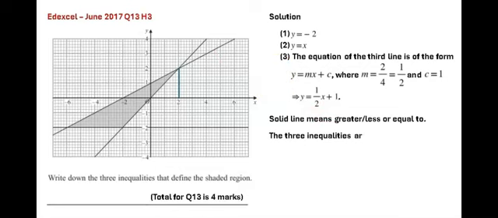So this is the answer for the problem. Those two inequalities, y greater or equal than minus 2, y greater or equal than x, and for this third line, we have y less or equal than 1 over 2 x plus 1. And this is all we have to do for 4 marks.